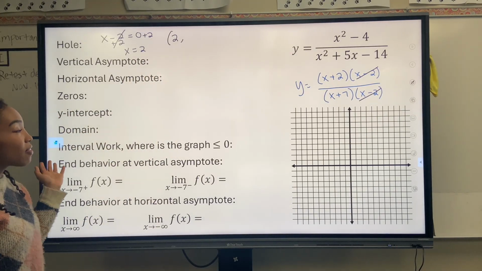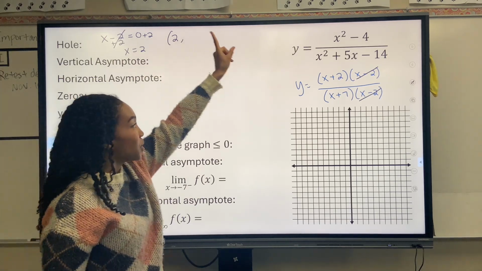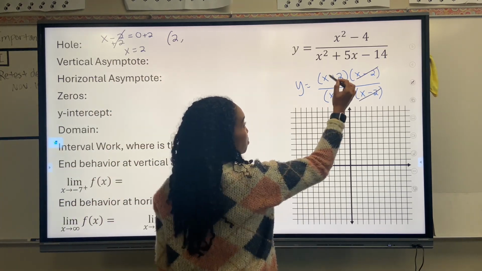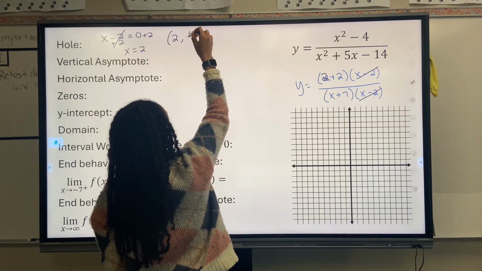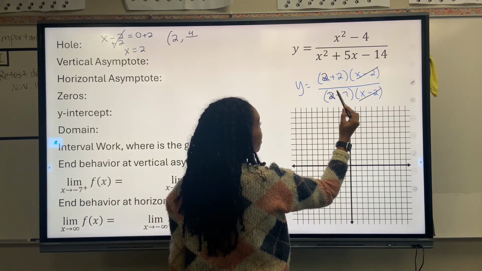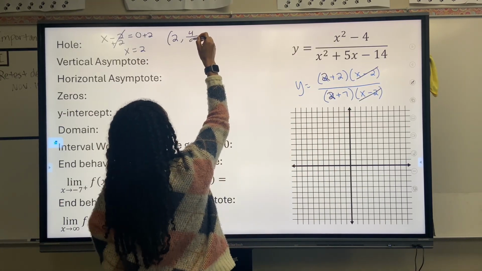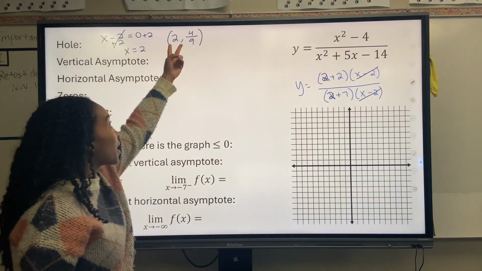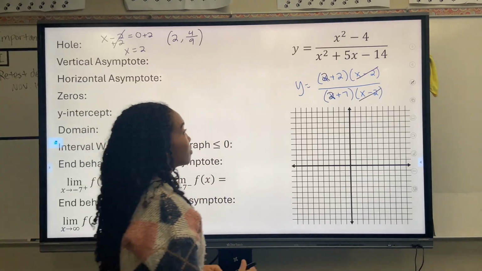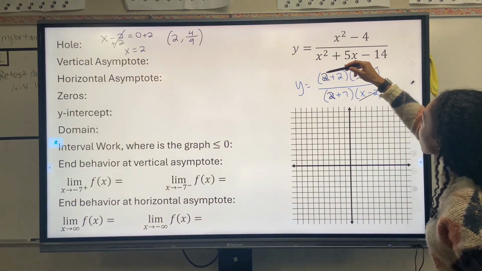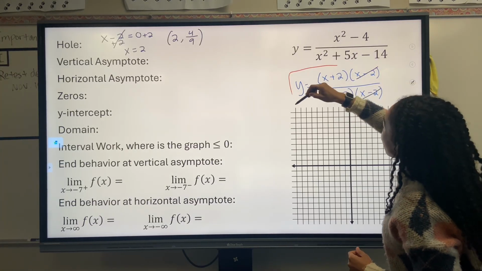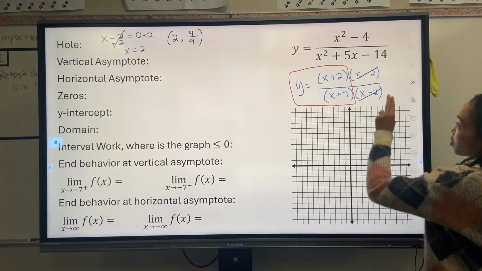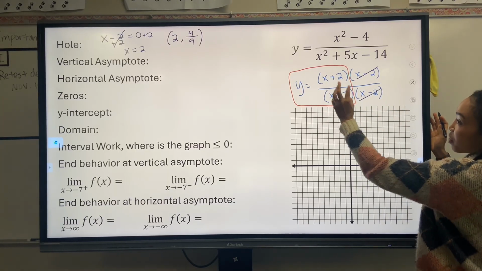To find the y value of your hole, just plug this 2 into what's left over. So if you plug in a 2 right here, 2 plus 2, you get 4. And plug in a 2 here, 2 plus 7 is 9. So this is the location of your hole. Okay? So this is your simplified rational function. Those were canceled out. This is now what we're focusing on.